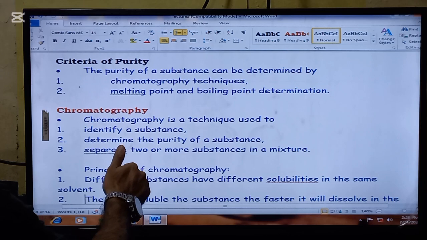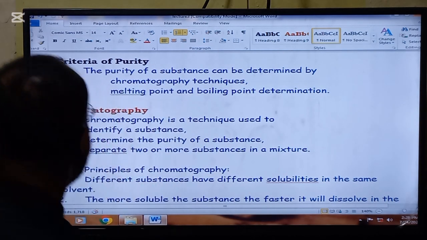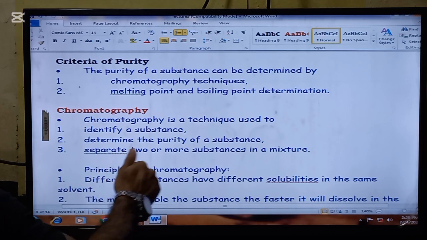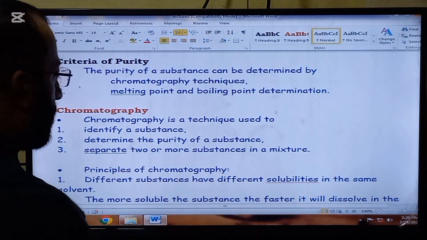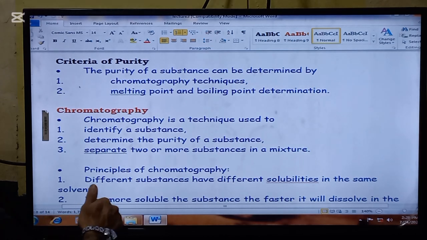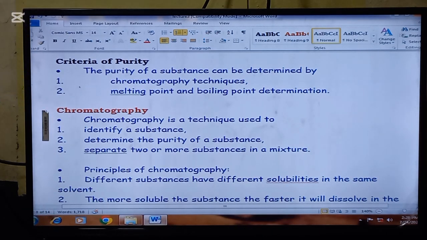Chromatography. Chromatography is a technique used to number one, identify a substance, number two, determine the purity of a substance, and number three, separate two or more substances in a mixture.